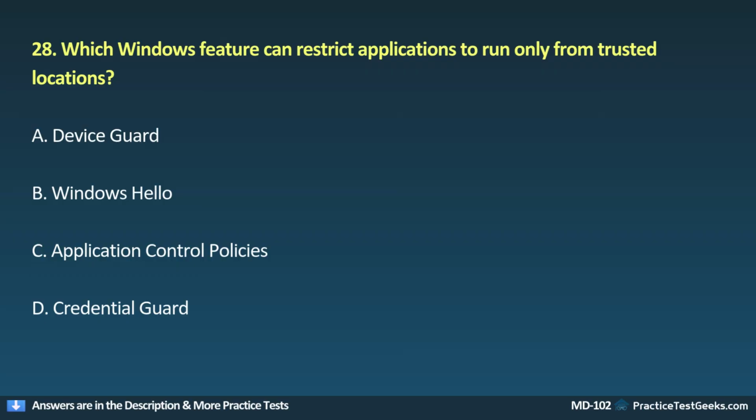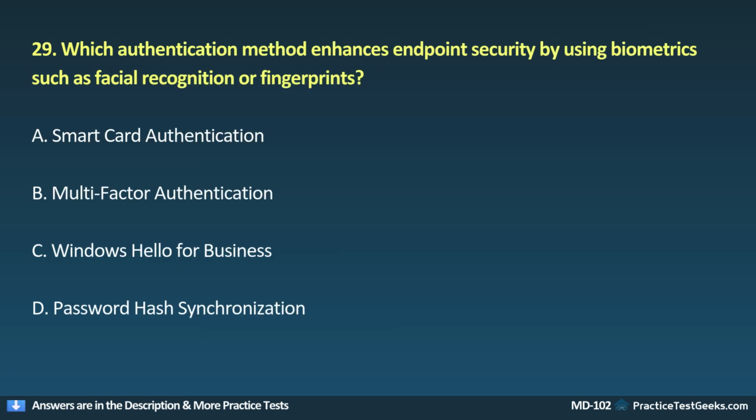28. Which Windows feature can restrict applications to run only from trusted locations? A. Device Guard. B. Windows Hello. C. Application Control Policies. D. Credential Guard.